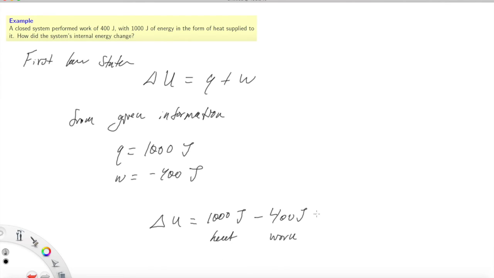So overall, we have delta U is equal to 1000 joules minus 400 joules, and that gives us a change in internal energy of 600 joules.